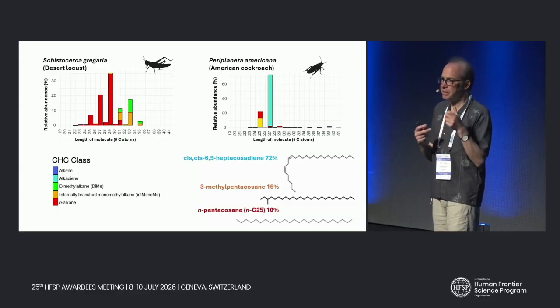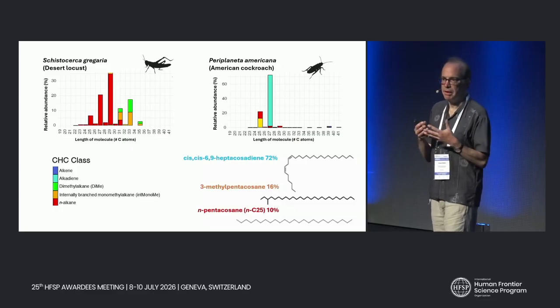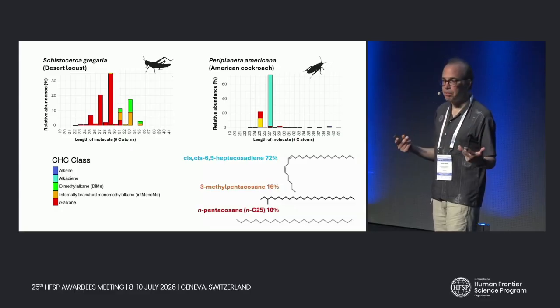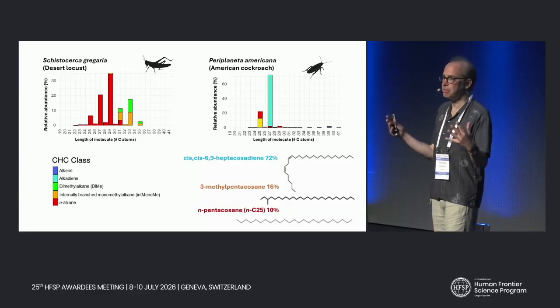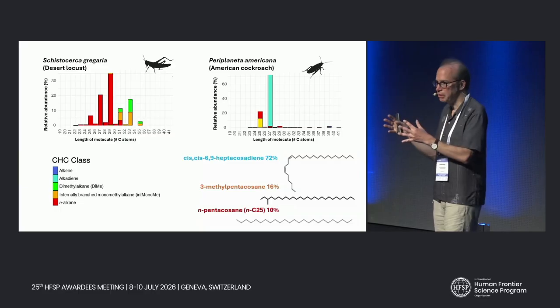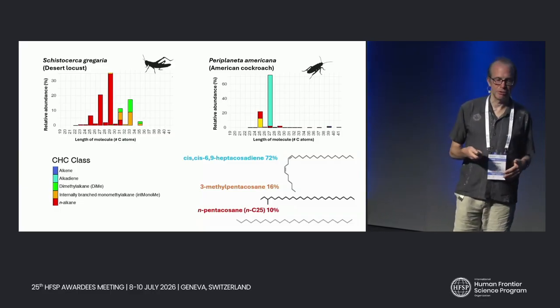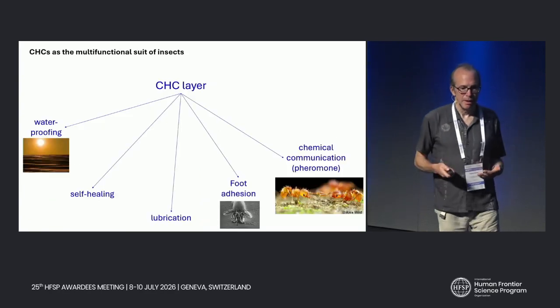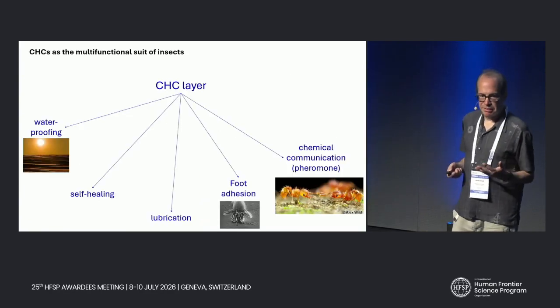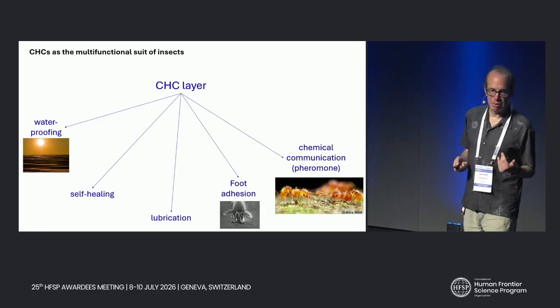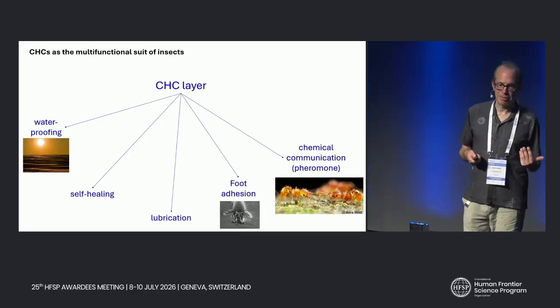And sometimes, you can use this cuticular hydrocarbon profile as a fingerprint. You can use it to disentangle sister species, which are genetically so similar, but chemically it's very easy to tell them apart. So that makes them very, very convenient. What I mentioned is they are a multifunctional suit. So they have a lot of different functions, and that makes them so exciting.